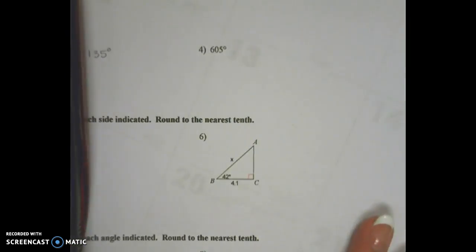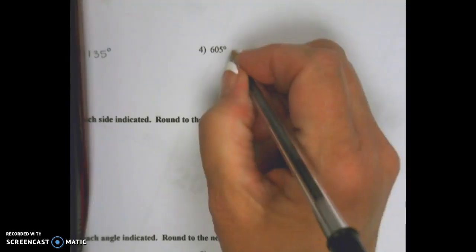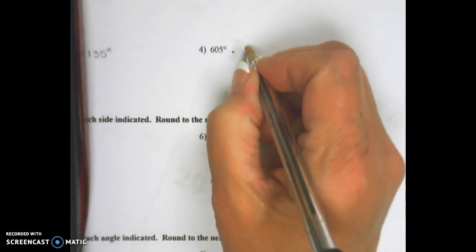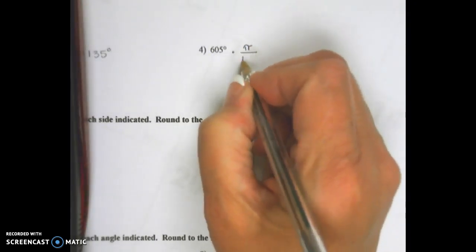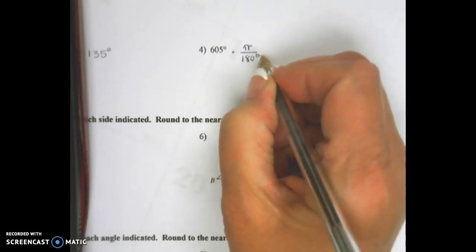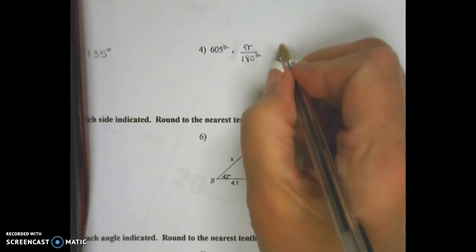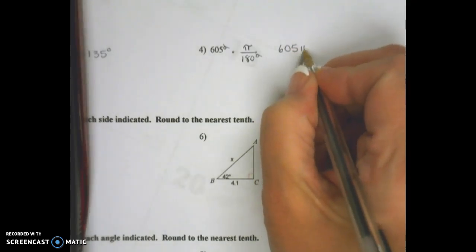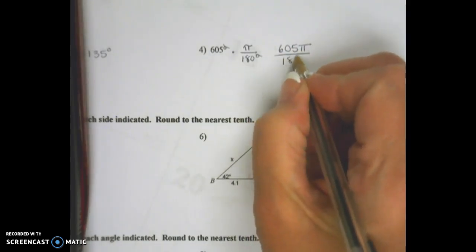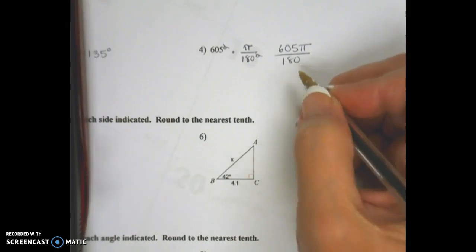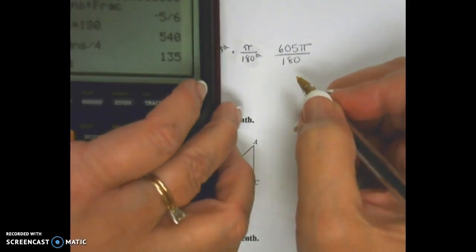So my next problem, 605 degrees, so I need the degrees to cancel, so I need the pi on top and the degrees on bottom so that those will cancel out. So I have 605 pi over 180. Well, the 605 over 180 obviously will need to be reduced.